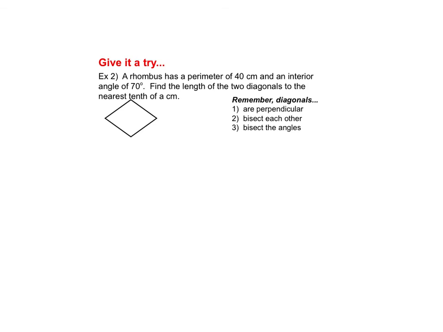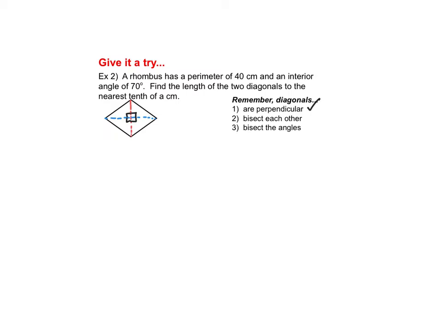Now, as we look at some applications of this, here's an example using a rhombus. This rhombus has a perimeter of 40 centimeters and an interior angle of 70 degrees. We want to know the length of the two diagonals to the nearest tenth of a centimeter. So I'm looking for the length of this diagonal, and I'll use a different color here, and the length of this diagonal. A couple of things to remember about rhombuses, going back to geometry. The diagonals in a rhombus are always perpendicular, so we know that these are all right angles, meaning we have 4 small right triangles here.